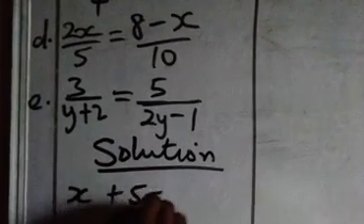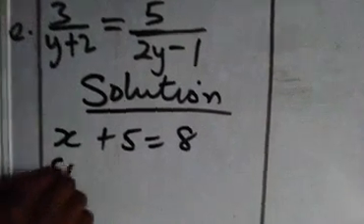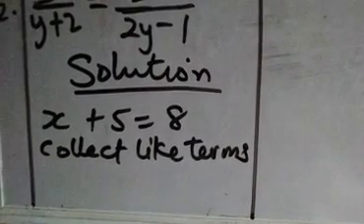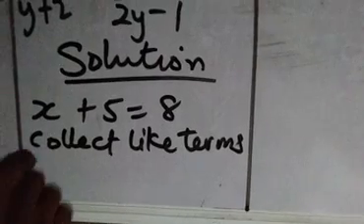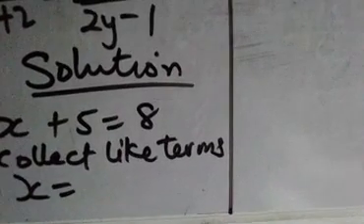x plus 5 equals to 8. The first thing you do here is to collect your like terms, okay? Now, this is an alphabet and this is a number. That is what we mean by collect like terms. Alphabet should stay alone and let number go and marry number.